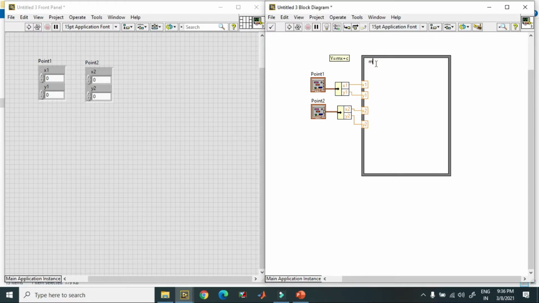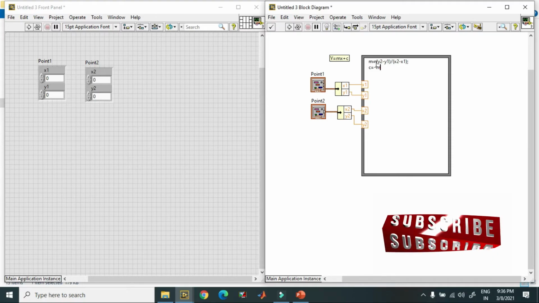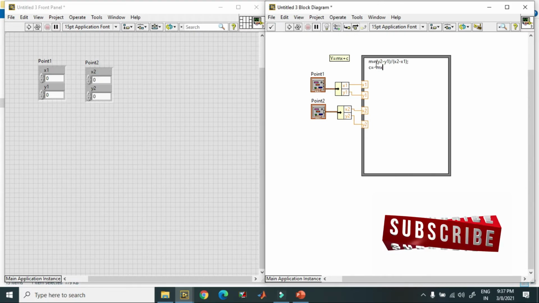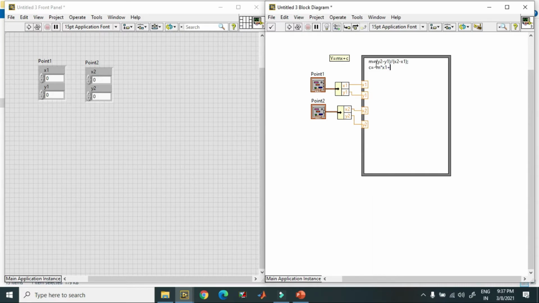So according to this, my slope m is equal to y2 minus y1 divided by x2 minus x1. Then my intercept c is equal to minus m into x1, since you can take any point, and right now I am selecting point 1, which is x1, y1. You have to multiply this, then plus y1. It will give me the intercept.